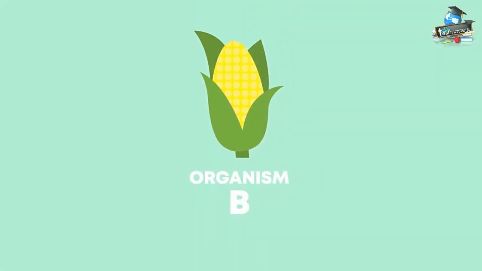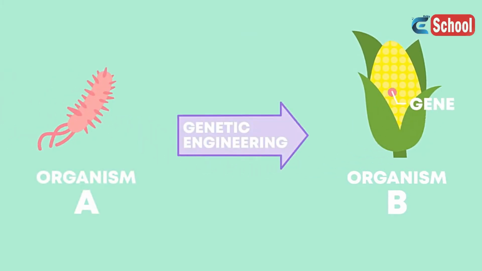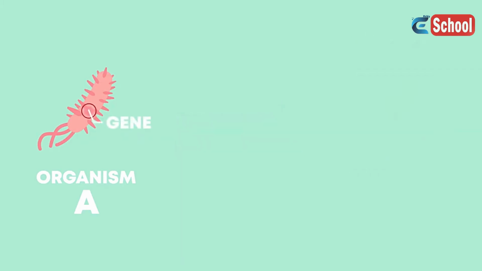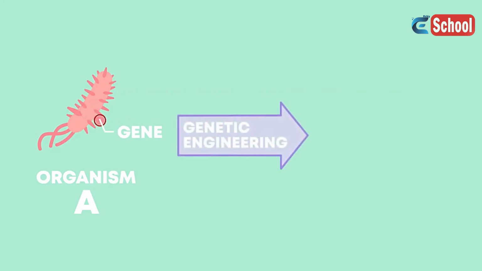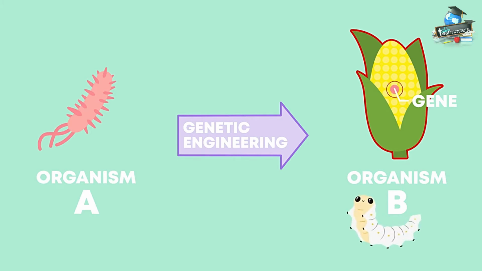An organism, B, can have a gene from a different organism, A, introduced to give it, B, some advantage that A has naturally. Organisms like B are called genetically modified or transgenic organisms. For example, a gene that manufactures a toxic chemical in a bacterium can be introduced into a maize plant to make the plant toxic to certain insects that would eat it, such as caterpillars.